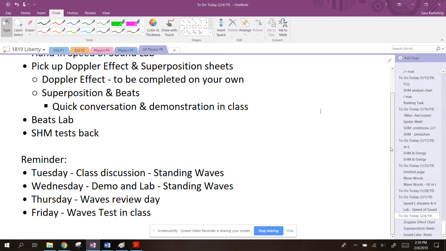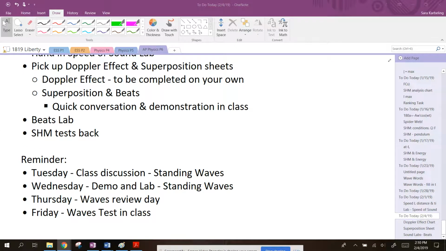Term and short term. Yes, we're going to look at both today. So short term, today we're doing a lab. Tomorrow we're going to have a class discussion about standing waves. So that will be the one day for this unit that I'm actually going to lecture in class and work on problems and stuff like that. Wednesday we've got a demo and a lab to do, and that's one of folks' favorite labs, so I'm looking forward to that. Thursday we're going to review, and then Friday we will test over waves.